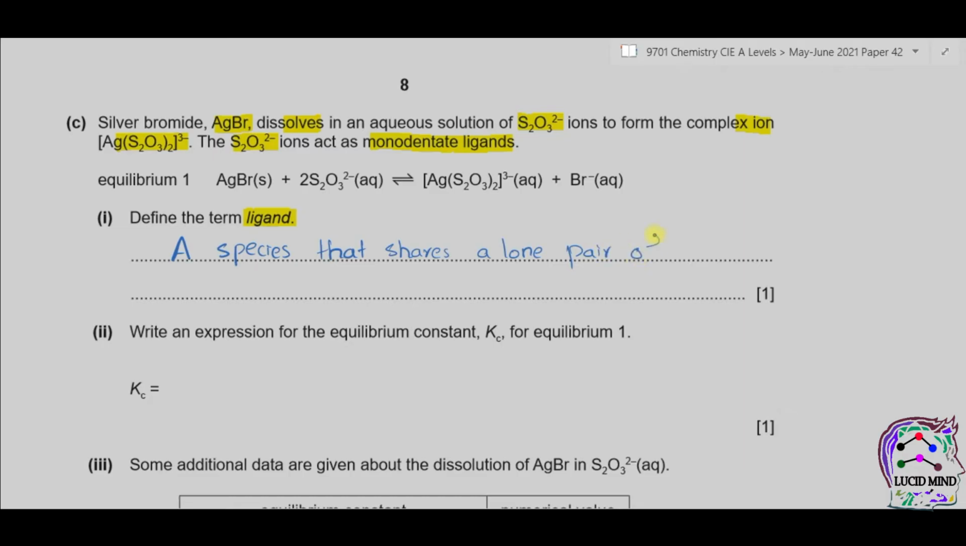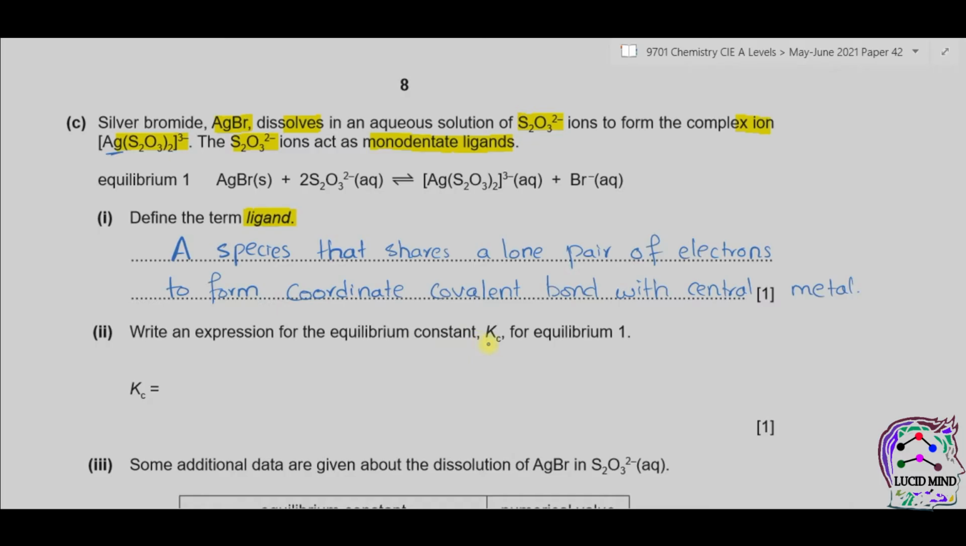of electrons, and it forms a coordinate covalent bond with central metal, which in this case is silver.